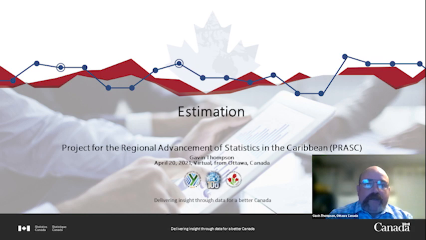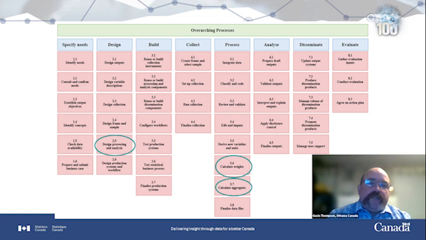Today we're going to talk about estimation. If we're looking at the GSBPM, we've moved on from the design stage, where we looked at 4.1 especially, creating the frame and selecting the sample. We've passed collection. Last week we looked at edit and imputation, which is in the process column in section 5.4. Now we're going to talk about calculating weights and calculating aggregates.